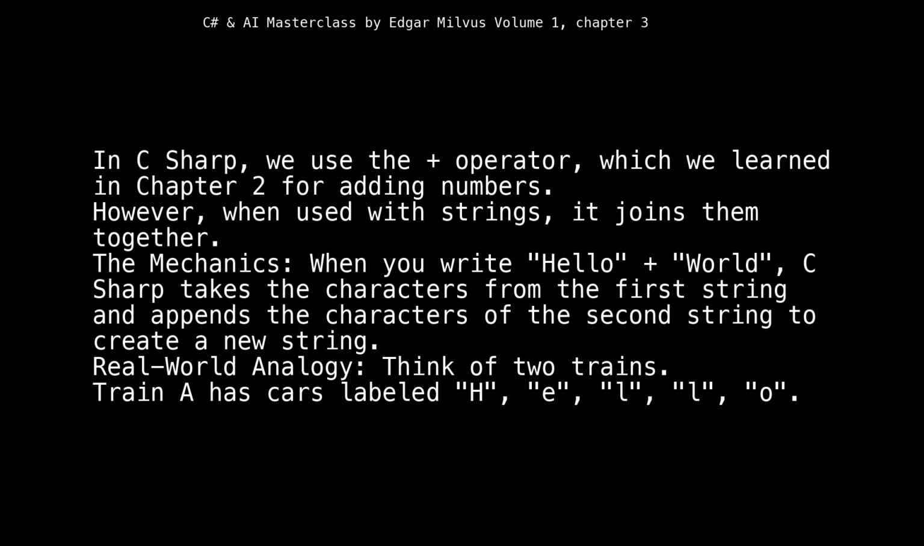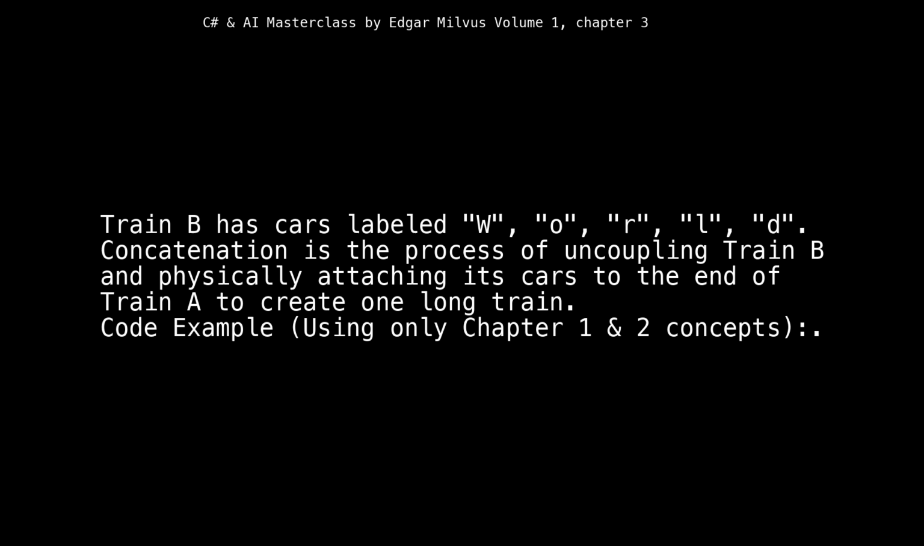Real-world analogy: think of two trains. Train A has cars labeled H, E, L, L, O. Train B has cars labeled W, O, R, L, D. Concatenation is the process of uncoupling train B and physically attaching its cars to the end of train A to create one long train. Code example, using only Chapter 1 and 2 concepts.